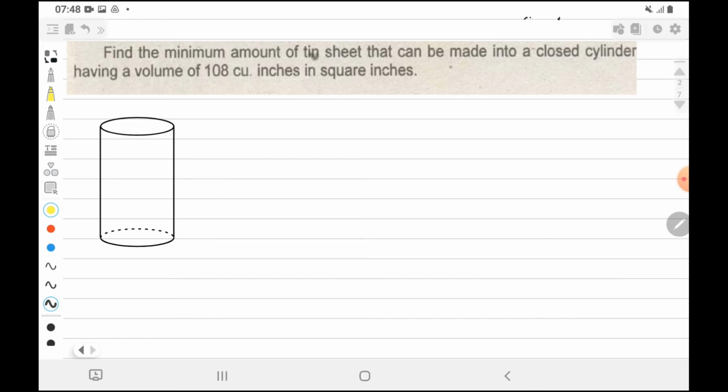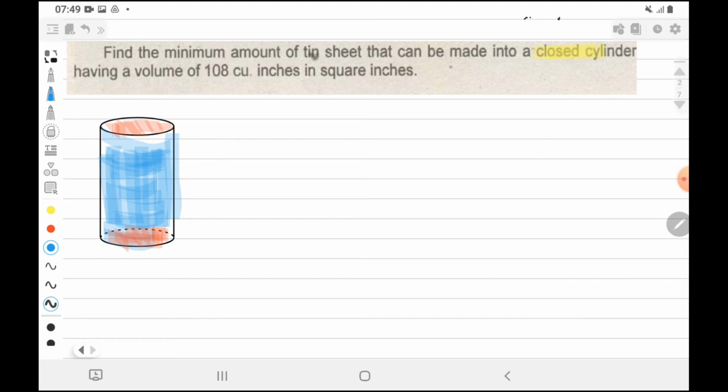So look closely, yung cylinder natin is a closed cylinder. So pag closed cylinder siya, ibig sabihin may takip. So, parang sardinas. So i-consider natin tong takip na to. And of course yung takip na to. And then lastly, ito. Ito yung mga i-consider natin. Okay?